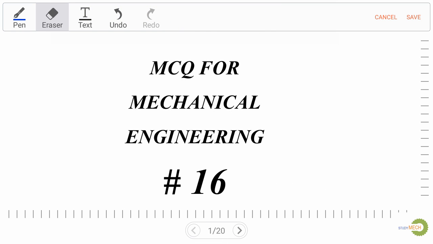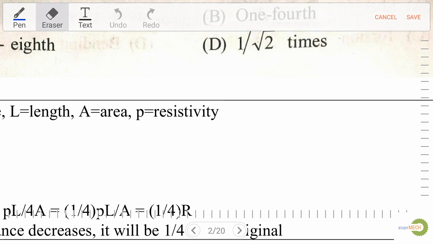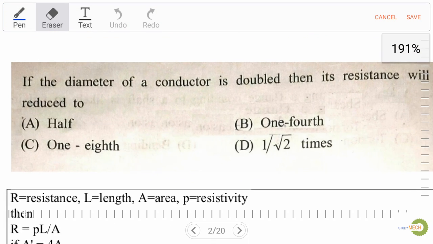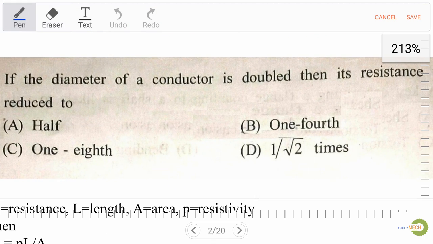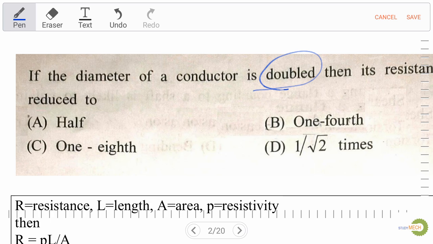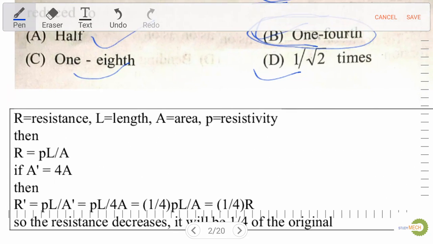Part 16. So let's start. Our question is, if the diameter of conductor is double, then its resistance will be reduced to option A half, option B 1/4, option C 1/8, and option D 1/√2 times. Well, first of all, our right answer is option B 1/4. Now let's check how.